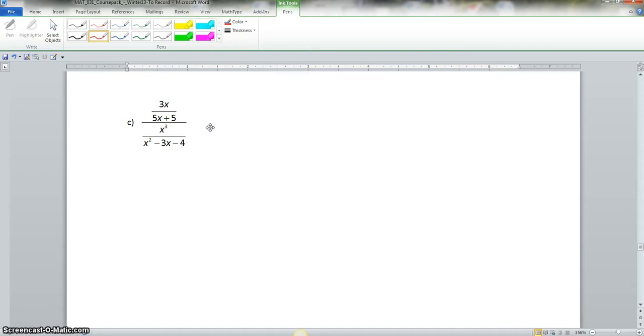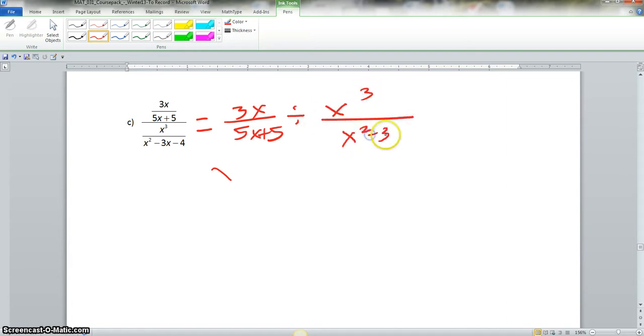Now we come here to c. It's the same setup. We'll rewrite this. So we set this problem up like we did the other problems. We would take 3 over 5x plus 5, divided by x cubed all over x squared minus 3x minus 4. Now, we would keep this first fraction the same, but we can factor out a 5 in our denominator, and that will leave x plus 1.